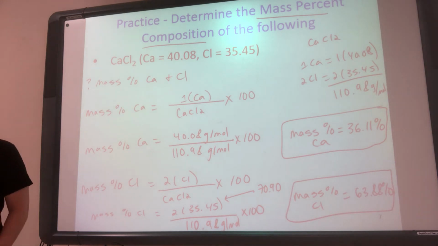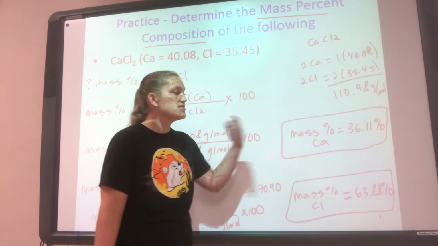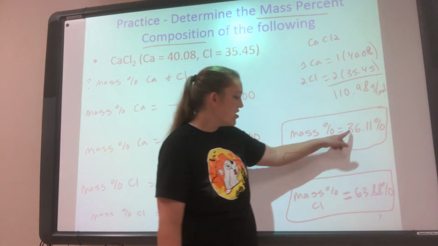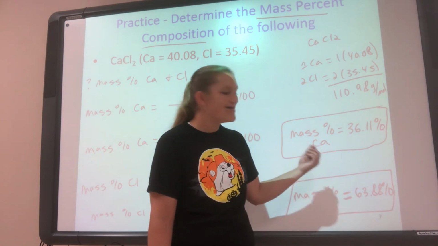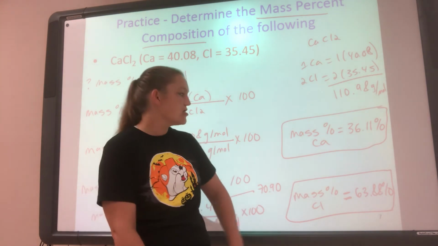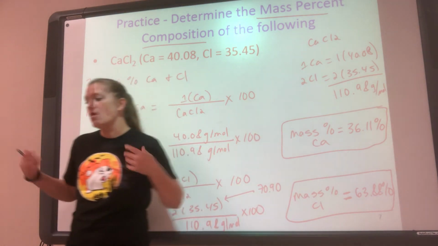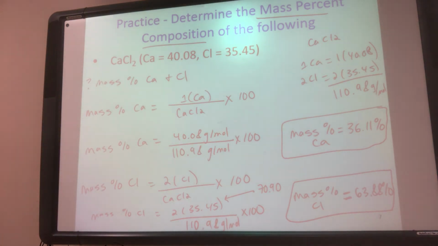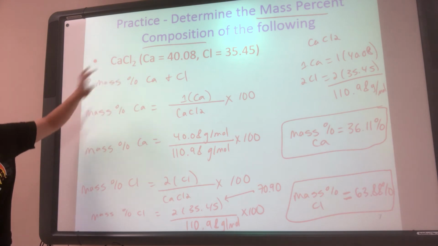Okay, so 63.88% is Cl, and then the mass of Ca is 36.11. Then we can check. So let's see if we're right. So if we add these together, 36.11, 63.88, we get 99.99. 99.99 is very close to 100. So I'm happy with that. So now I have my Ca, my Cl, my mass percent, and I'm done. All right? So that is how to find the mass percent of an element within the compound.